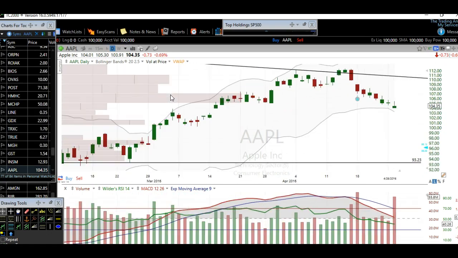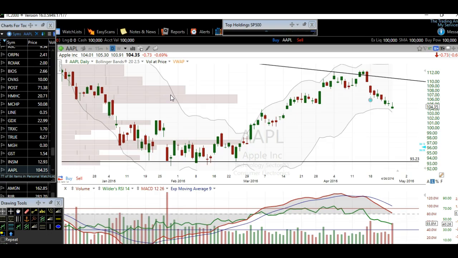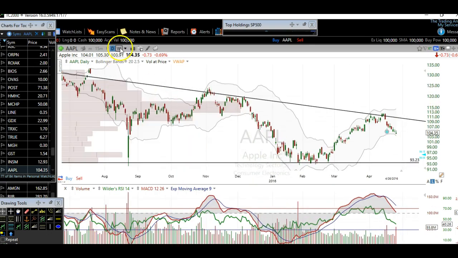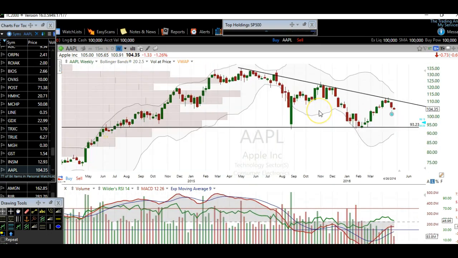Now, something I want to touch on, this is the Apple daily chart. Now, I've been posting this chart for a long time. I've been calling out this downtrend line up here on Apple for quite some time at 112. We came up here, we got rejected, and if you're following the after hours action on Apple, we're all the way down to about 95 right now currently.